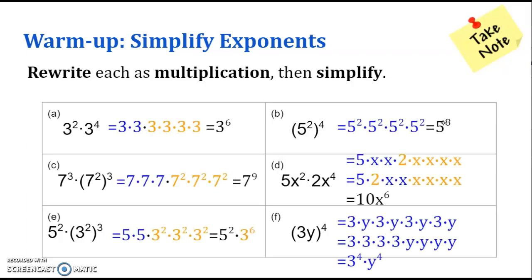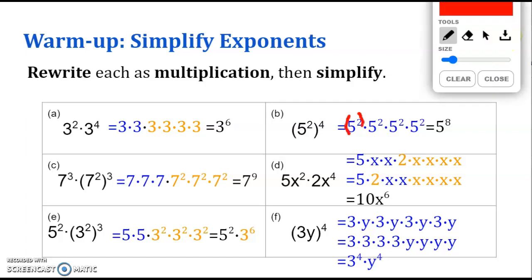3 squared is 3 times 3, and 3 to the power of 4 is 3 being multiplied to itself 4 times. That simplifies to 3 to the power of 6. What about 5 squared to the power of 4? Whatever is inside the parentheses is being multiplied to itself 4 times. You can write the parentheses first if that's helpful for you. I know 5 squared is just 5 times 5, and at the end, you get 5 to the power of 8.